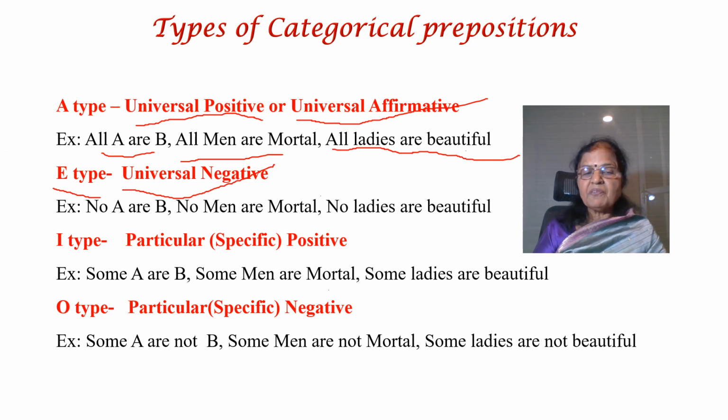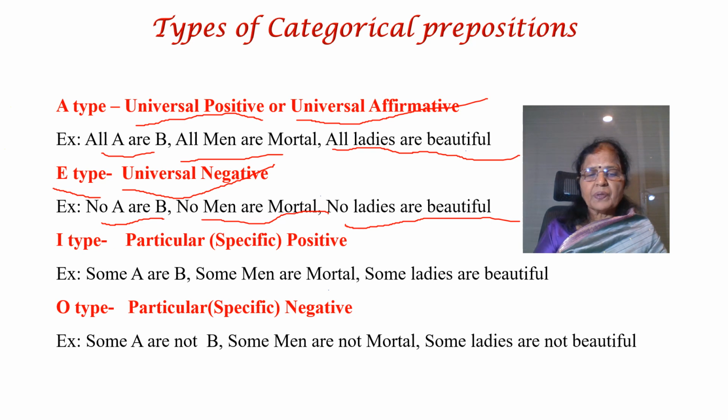And the next type is E type, which is universal negative. So it should be negative statements. And it talks about everybody, universal. So no A are B, negative sentence. And no men are mortal. Again, universal negative. And no ladies are beautiful. Got it? Universal negative.